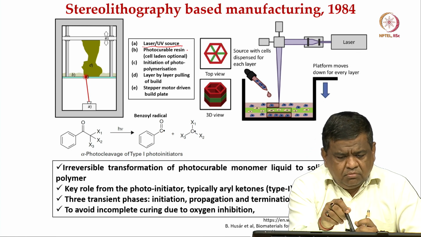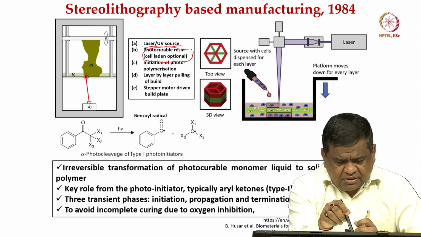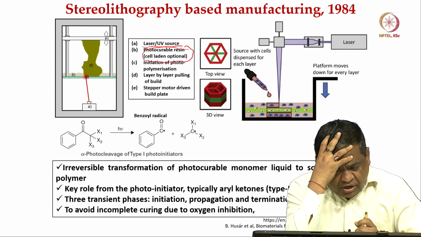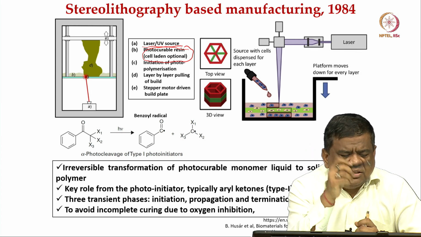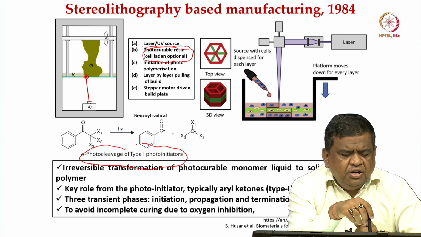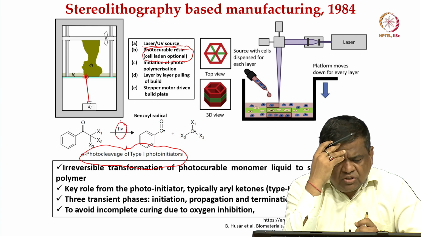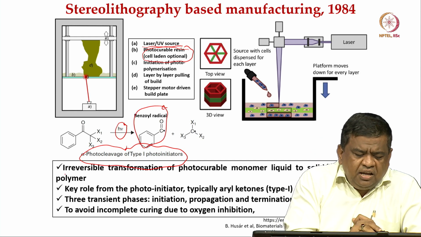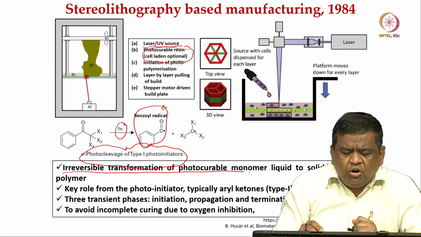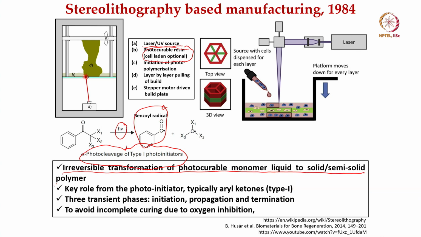What is the material that is used? It is photocurable resin. It can contain cells or be without cells. This photocurable resin uses alpha photocleavage of type 1 photoinitiators. When the photon beam interacts with this, it will produce a benzoyl alkyl radical. Essentially there is an irreversible transformation of photocurable monomer liquid to solid and semi-solid polymer, and this comes from the photoinitiator, typically aryl ketones of type 1.